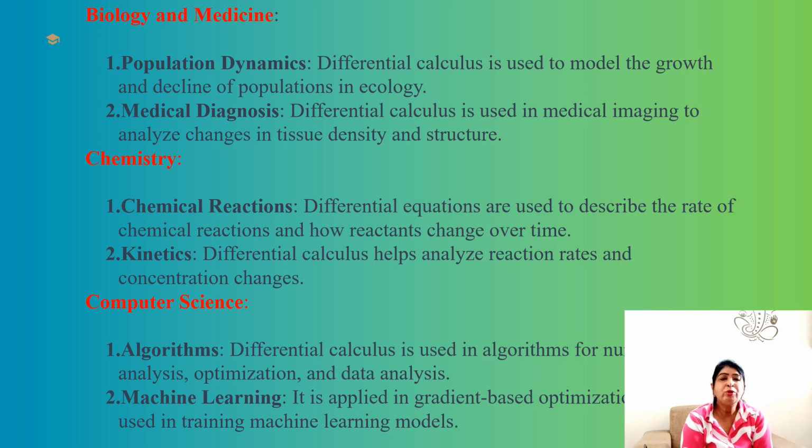Chemistry, how are we using differential calculus in chemistry? So first is chemical reactions, to describe the rate of chemical reactions and how reactants change over time. Now in kinetics, it is used to analyze reaction rate and concentration changes. Computer science, in algorithms, differential calculus is used in algorithms of numerical analysis, optimization and data analysis.